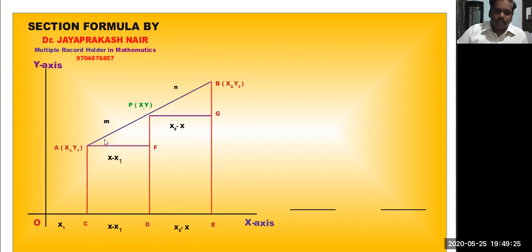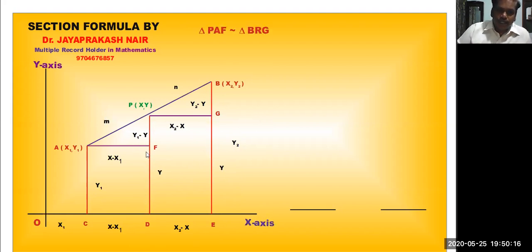Now we'll take the two triangles APF and PBG. We have to prove these two are similar, and based on the proportionality of their sides, we can find the section formula. Coming to the lengths, AC is y1, and since this is parallel, FD is also y1. The difference PF is y minus y1, and BE is y2, GE is y1, so BG is y2 minus y1.